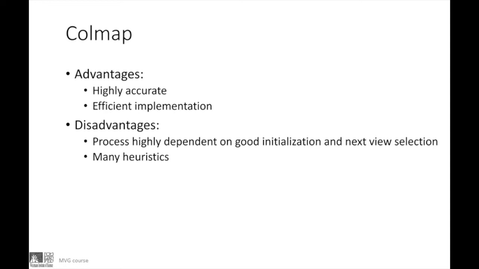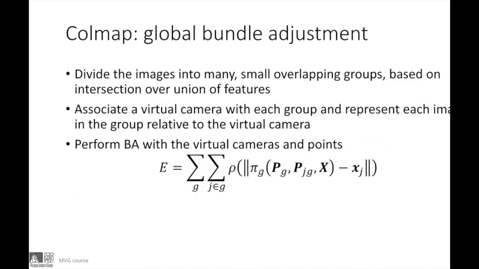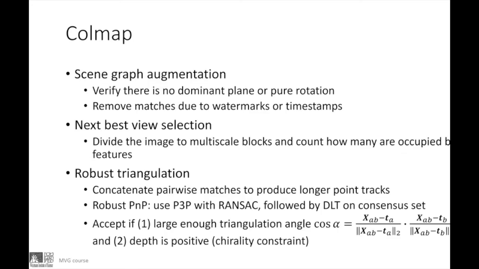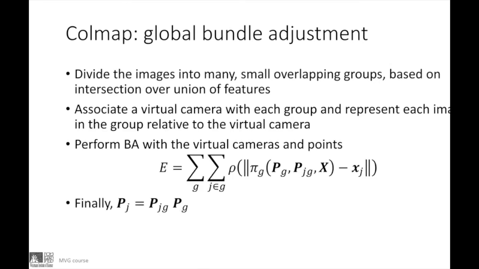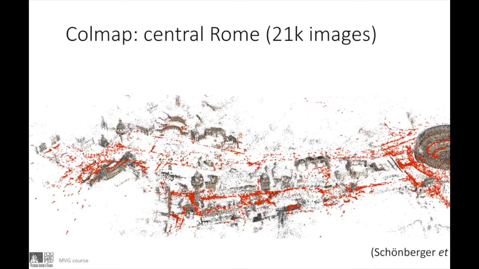Maybe I missed. What are the heuristics that this method has? So we basically went through all of them. Okay, so there was the fact that we remove certain matches, so there are thresholds. The next best view selection is done in one way, right? So it's not a single optimization method. Yeah, thank you. Okay. Many parameters.